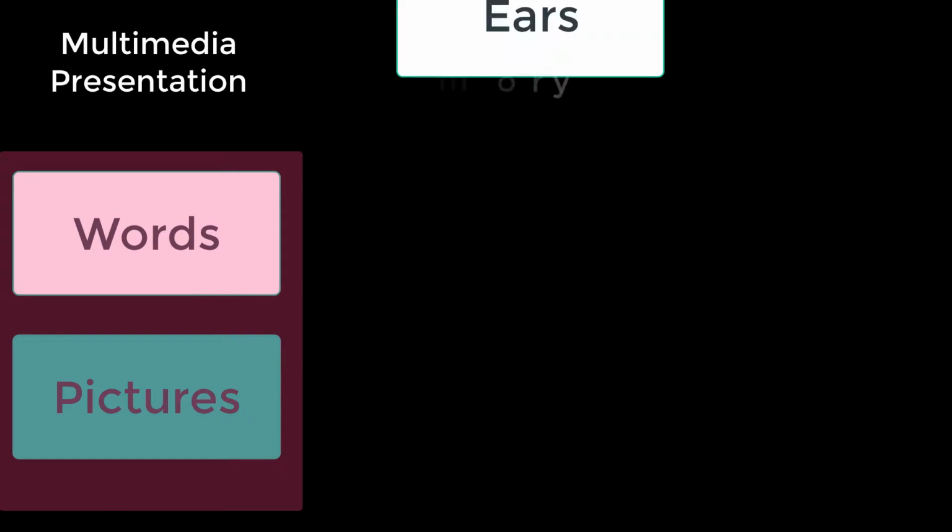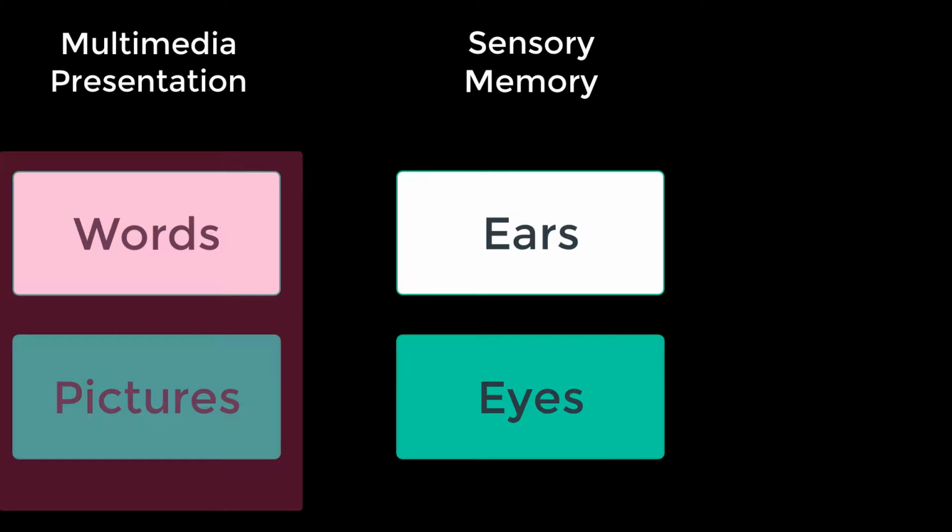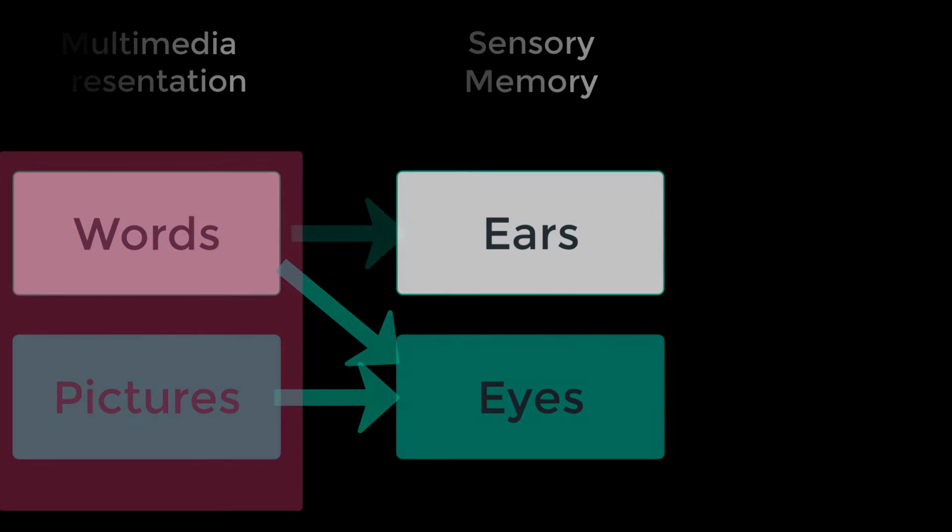A multimedia presentation consists of words and pictures. You use your sensory memory to process what is perceived by your ears and your eyes. This is the dual channel assumption, that there are separate channels for verbal and visual material. You can both hear and see words, and you can see pictures.